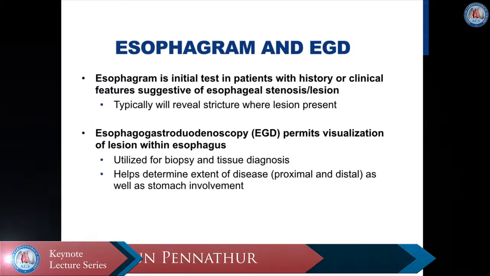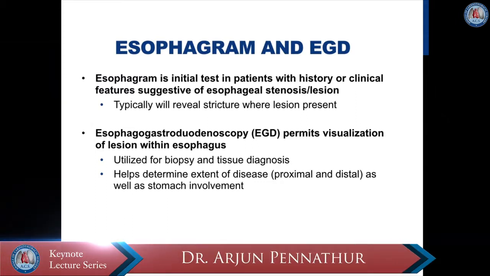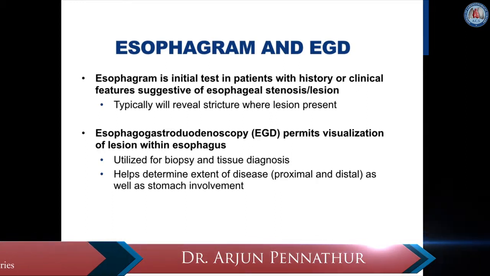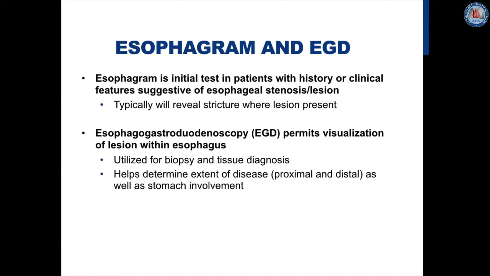An esophagram, or barium swallow, is often the initial test in patients with a history or clinical features of esophageal stenosis. A barium swallow will typically reveal a stricture in the esophagus where the lesion is present.